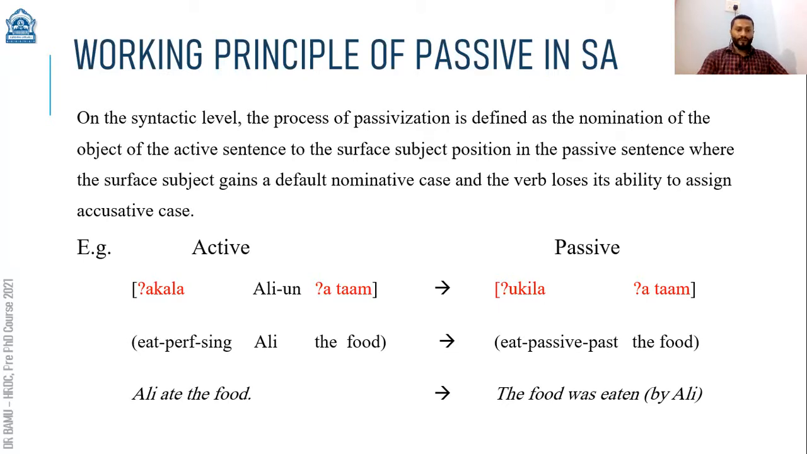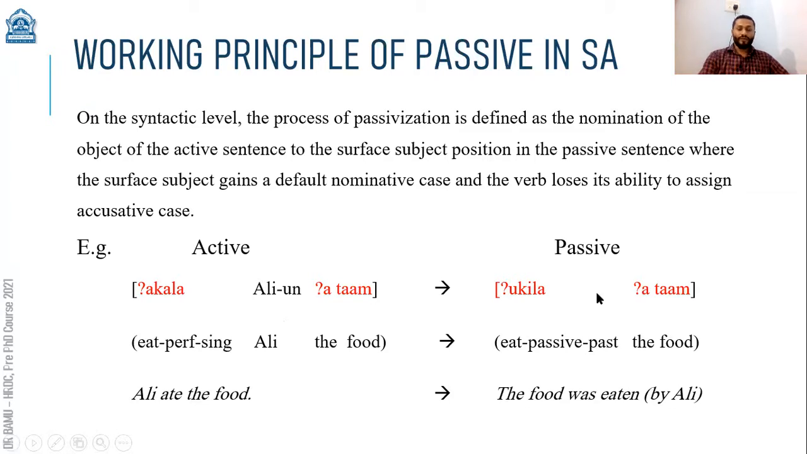Moving to the working principle of passive in standard Arabic, on the syntactic level, if we look at an example from Arabic as an active sentence, أكل علي الطعام, Ali ate the food. The verb is in the past. So what happens when we change it to passive? أكل الطعام. There is some change on the syntactic level in which we see the doer has disappeared.